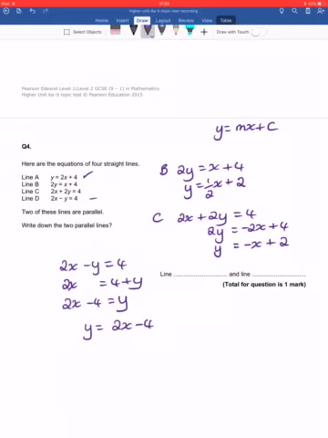Right, it wants to know which are parallel. So I need to look at the gradient of all of them. So I've got a half there, I've got 2 there, I've got minus 1 there. Remember, if there's nothing in front, it's a 1. Okay, and I've got 2 there. So that is A, and this one was D, wasn't it? So A and D are parallel.